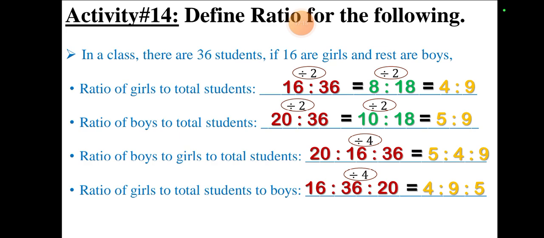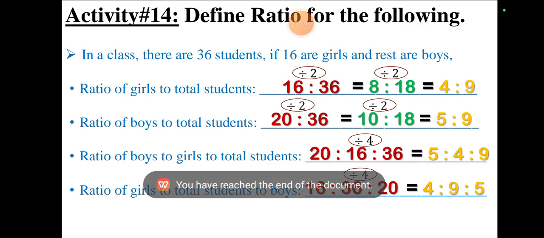Define ratio for the following. In a class there are 36 students. If 16 are girls and the rest are boys, ratio of girls to total students is 16:36 divided by 2 equals 8:18 divided by 2 equals 4:9, and ratio of boys to the total students is 20:36 divided by 2, that is 10:18, and divided by 2 is 5:9. Ratio of boys to girls to the total students is 20:16:36 divided by 4 is 5:4:9. Ratio of girls to the total students to the boys is 16:36:20 divided by 4 is 4:9:5.